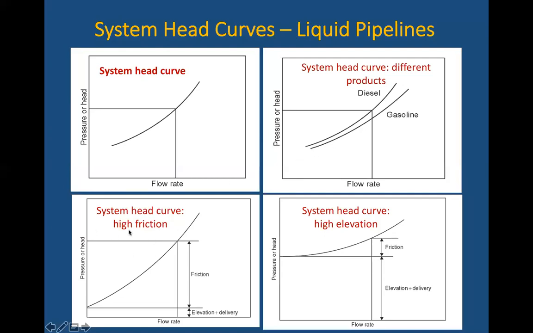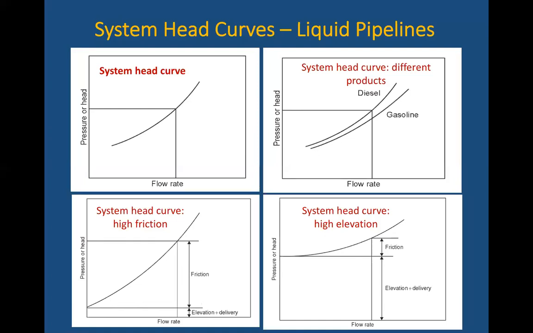If we look at the high friction case, what will happen is that you have some elevation and delivery pressure here, and then you have friction. So you can calculate the friction pressure drop, elevation and delivery, and you will get this type of curve. If I give different friction values, elevation values, delivery values, pressure and flow rate, you have to draw based on this data, not to scale.